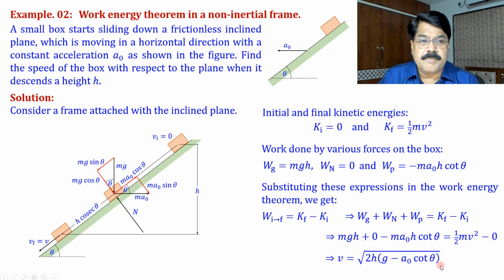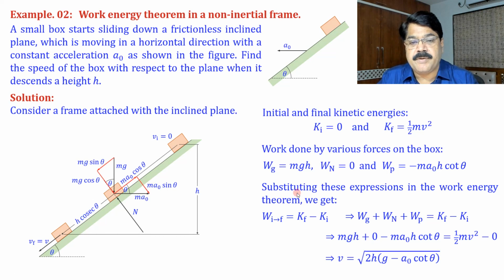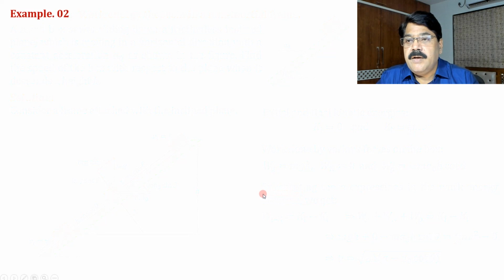Here in this example we have seen the use of the work energy theorem in a non-inertial frame, for a rectilinear motion. Now we consider curvilinear motion of a body in a non-inertial frame in the next example. Example 2, work energy theorem in a non-inertial reference frame.